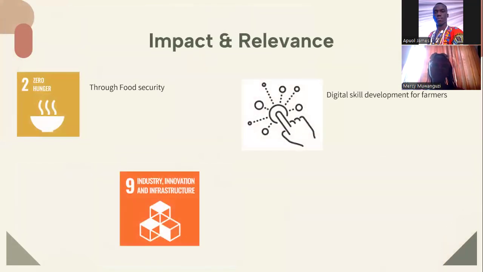The significant impact of our project is food security. Through food security, we are contributing to zero hunger, which is SDG 2. Our product does not just end at the yield numbers. It's a catalyst for digital skills for the farmers, and it also contributes to industry and innovation for Uganda.